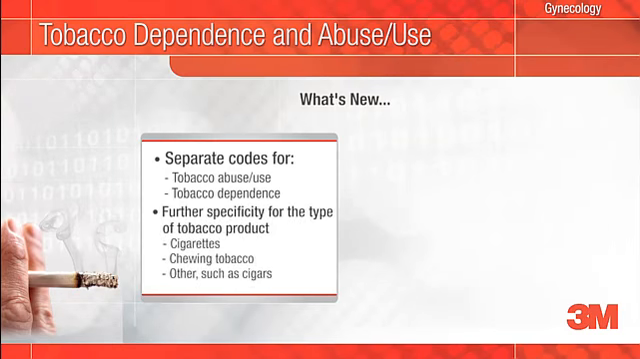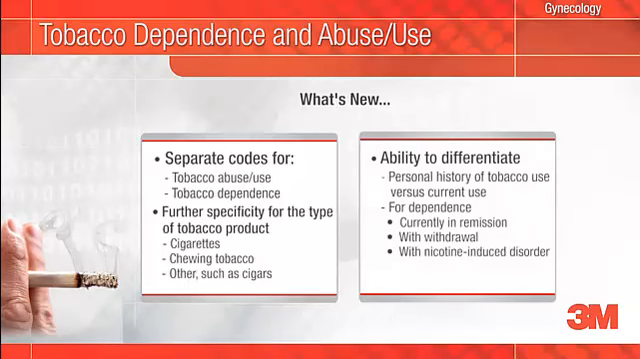Additionally, further specificity is provided in ICD-10 for the type of tobacco product dependence, as cigarettes, chewing tobacco, or other, for example, cigars, so this should be documented as well. Your documentation should differentiate between current abuse or dependence versus a person who no longer uses tobacco.